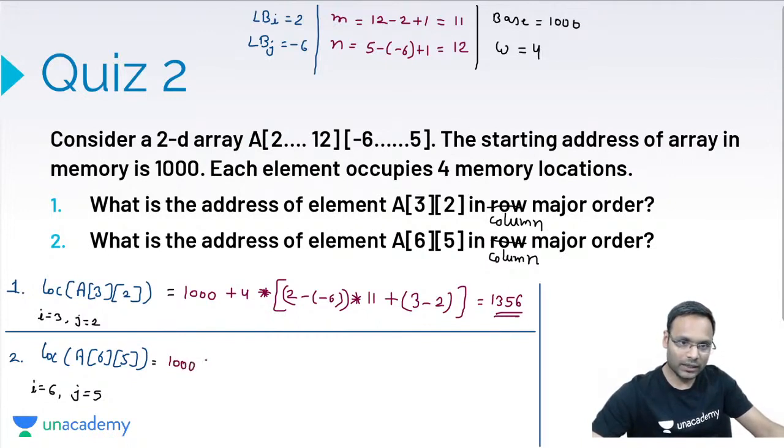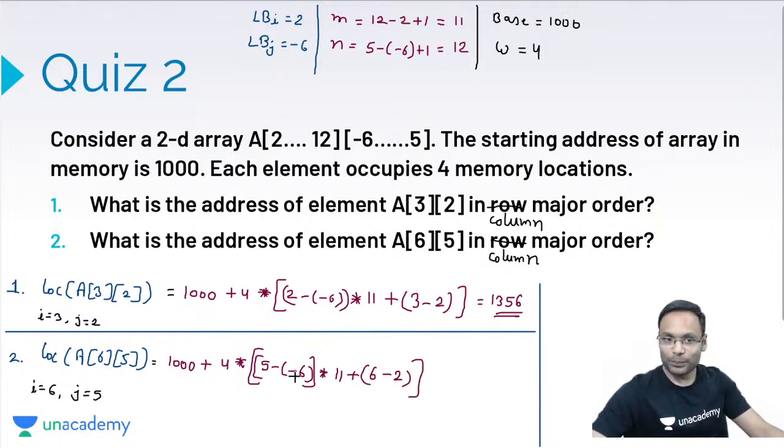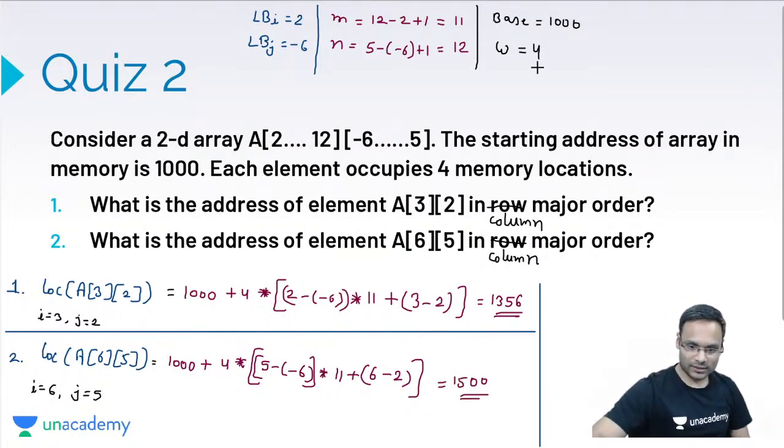1000 plus 4 into (J, 5 minus -6) into 11, plus (6 minus the lower bound of rows, which is 2). 5 plus 6, 11, into 11. 11 into 11 is 121 plus 4, 125. 125 into 4 is 500. The answer will be 1500. Check out both the answers.